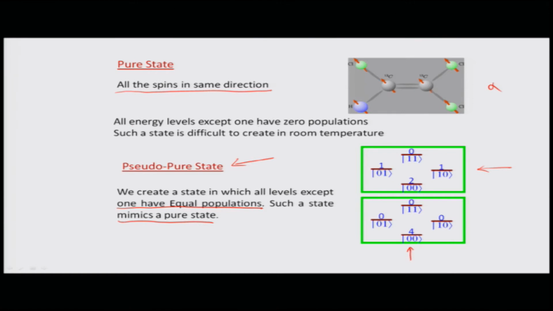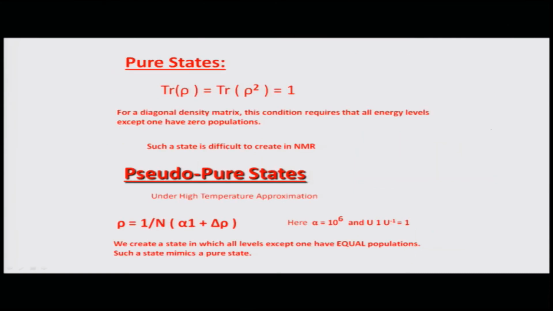Because all energy levels except one have 0 population, such a state is very difficult to produce at room temperatures for NMR conditions. So, the pure state technically demands that the trace of rho is equal to the trace of rho squared, which is equal to 1. For a diagonal density matrix, this condition requires that all energy levels except one have 0 population. Such a state is difficult to create in NMR.